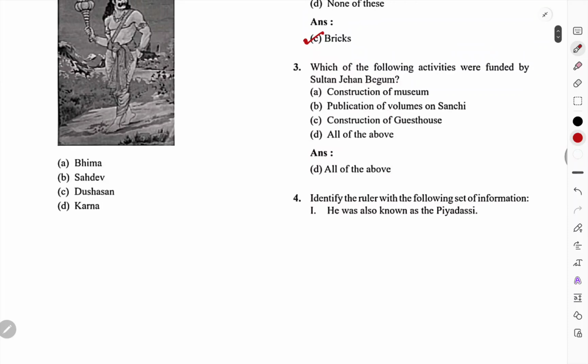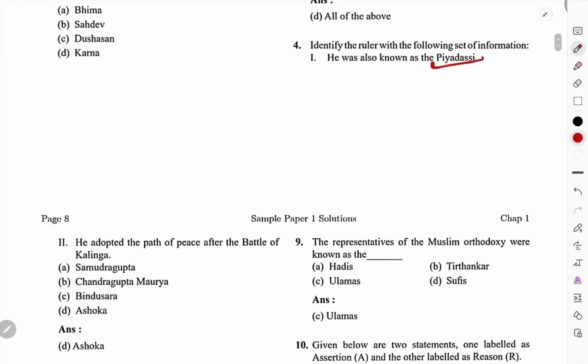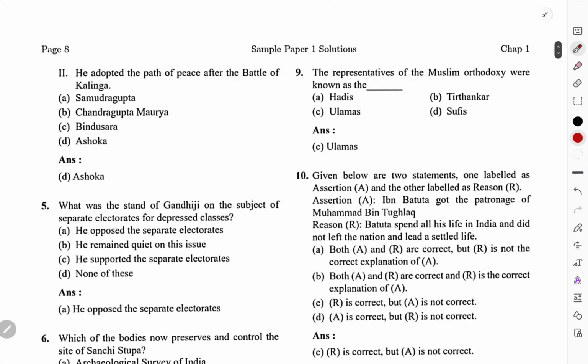Which of the following activities were funded by Sultan Jahan Begum? All of the above: construction of a museum, publication of volumes on Sanchi, and construction of a guest house. Question number 4. Identify the ruler with the following set of information. He was known as Piyadashi, and he adopted the path of peace after the battle of Kalinga. The name of the ruler is Asoka.